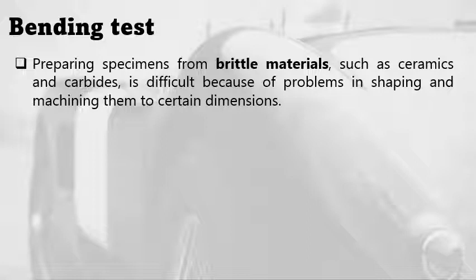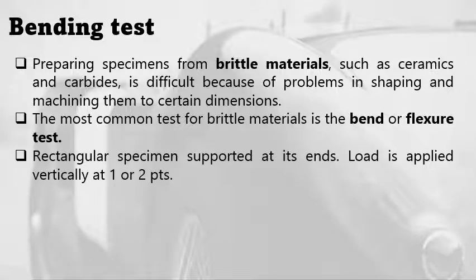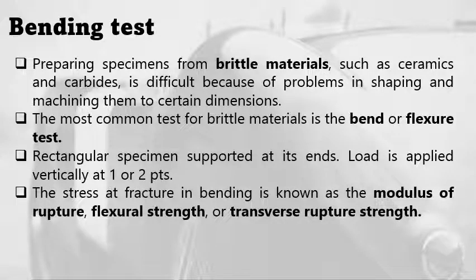Preparing specimens from brittle materials such as ceramics and carbides is difficult because of problems in shaping and machining them to certain dimensions. The most common test for brittle material is the bend or flexure test. A rectangular specimen is supported at its ends, and the load is applied vertically at one or two points. The stress at fracture in bending is known as the modulus of rupture, flexural strength, or the transverse rupture strength.